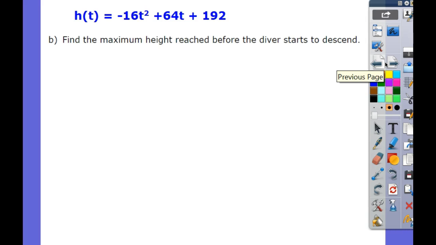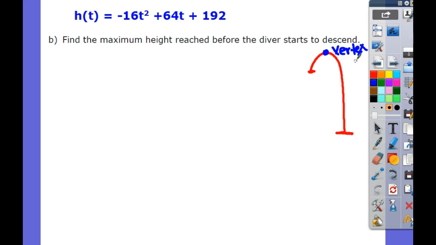Now, he is going to start up here at 192. He's going to jump, and he's going to go down here and hit the water. And so it's asking for the maximum height. Before I can figure out the maximum height, by the way, we called that point, isn't that the vertex point of my parabola? I'm looking for the vertex point. Before I can find the maximum height, I'm going to have to find the time.